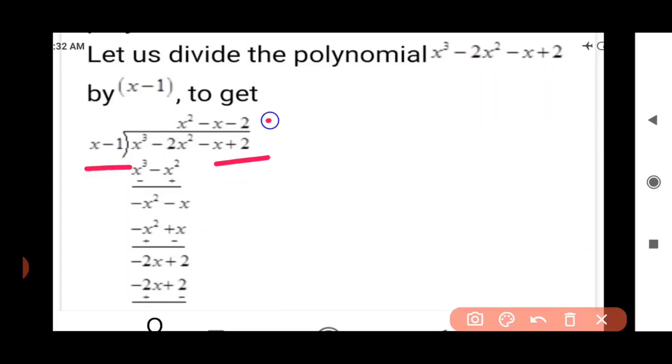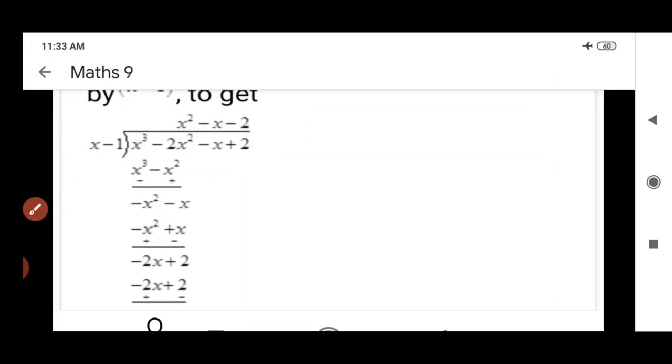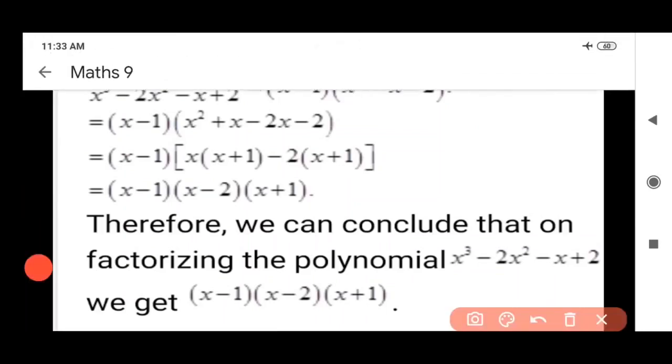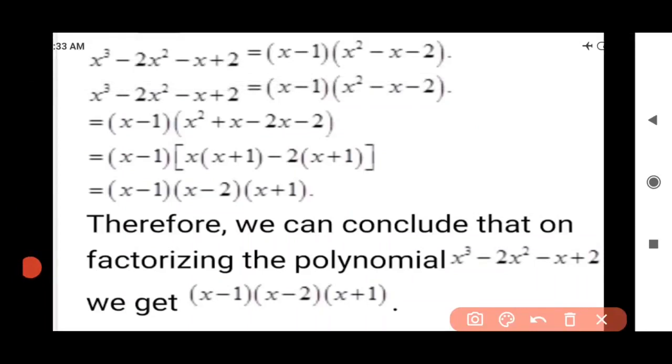So now you get the quotient x squared minus x minus 2, and the remainder is 0 because x minus 1 is a factor of the polynomial. So in the given polynomial, one of the factors is x minus 1. Now we are going to find the other factors of the polynomial. The given polynomial p of x is equal to x cube minus 2x squared minus x plus 2. One of the factors is x minus 1. Now we are going to find another factor of the polynomial.